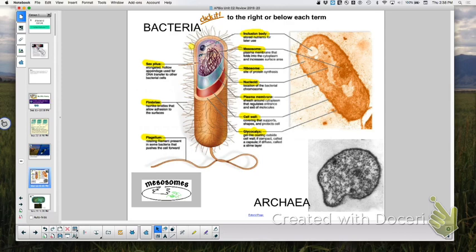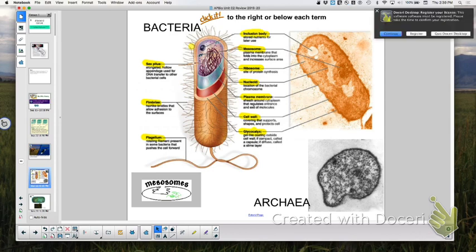There's a pilus. What's that pilus for? Right. It's a sex pilus for exchange of DNA. Are these cells smaller or larger than eukaryotic cells? Smaller. They are smaller. I want to continue.